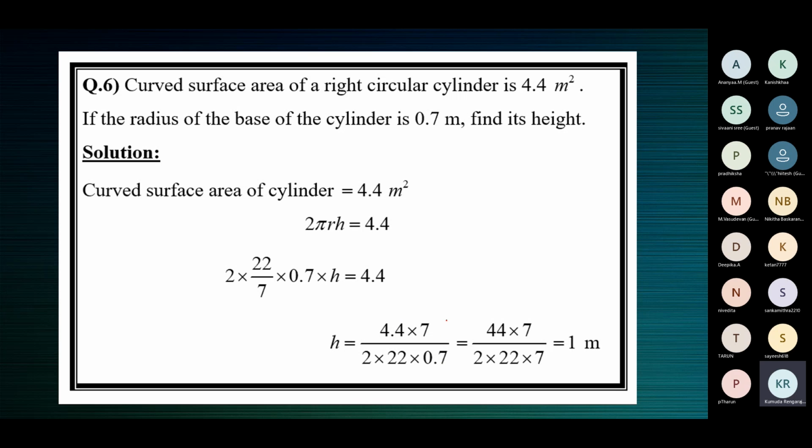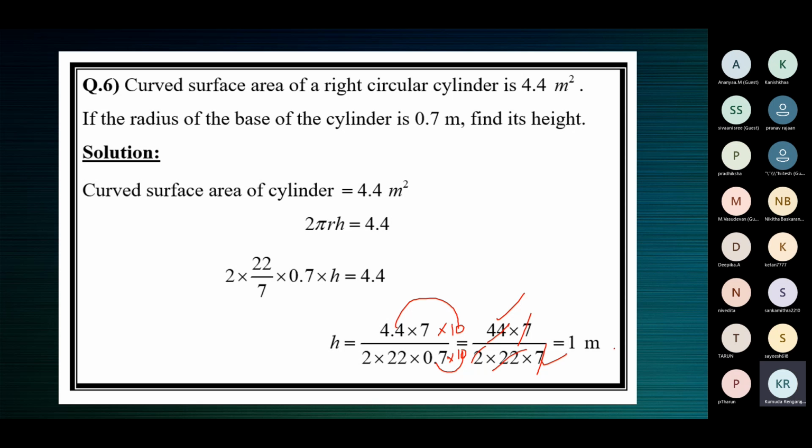So 4.4 into 10 will be 44, and 0.7 into 10 will become 7, multiplying the numerator and denominator by 10 to get rid of the decimal point. So that will be 44 into 7 divided by 2 into 22 as it is. 0.7 into 10 is 7. So then 7 and 7 cancel. 22 twos are 44. So 1.